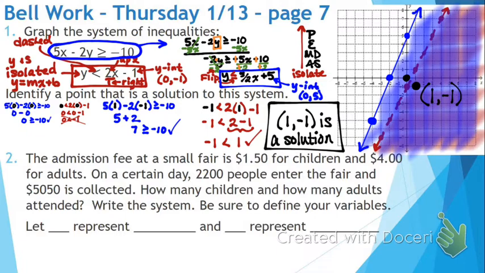Nice work on that, guys. Let's go look at our word problem. This one should go a little bit faster than our inequalities here.